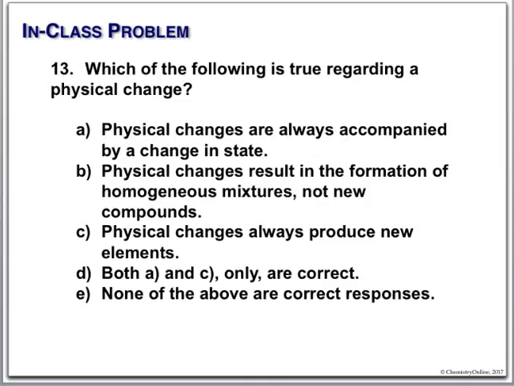Physical changes result in the formation of homogeneous mixtures. Well, that's kind of silly. A homogeneous mixture, remember, was a solution. Again, breaking the ruler certainly doesn't give me a solution, does it? Physical changes always produce new elements. Well, that would be fun, if I could drop this ruler and make gold out of it. But that's not going to happen.